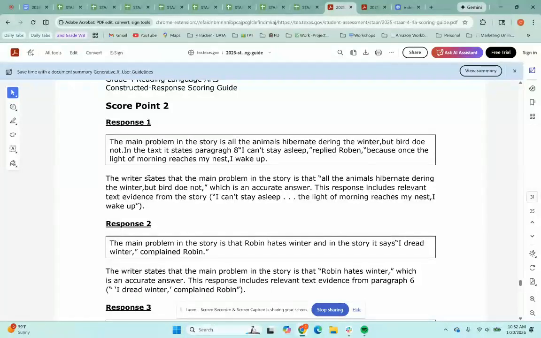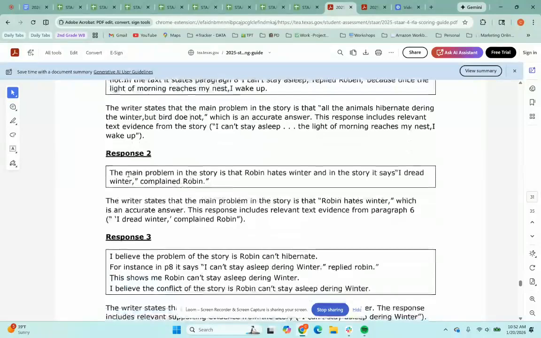The main problem in the story is that all the animals hibernate during the winter, but the bird does not. In the text, it states, "I can't stay asleep, blah, blah, wake up." Okay, that got 2 points because it has the answer and the evidence. Even though it has mistakes as far as grammar and punctuation and spelling, it still got the 2 points because this is coded as a reading TEK, not revising and editing.